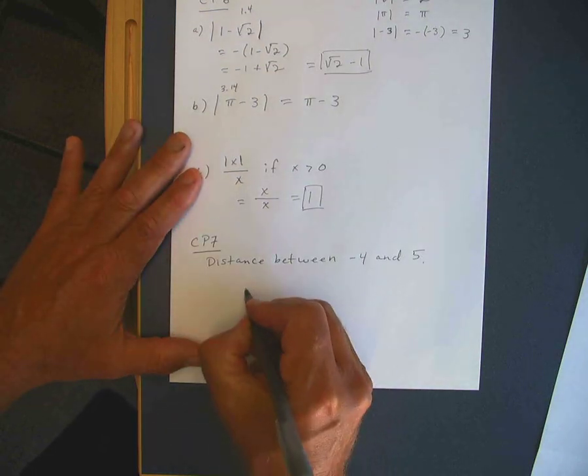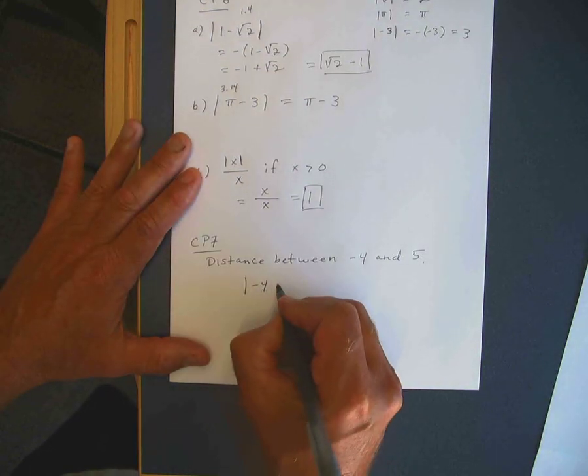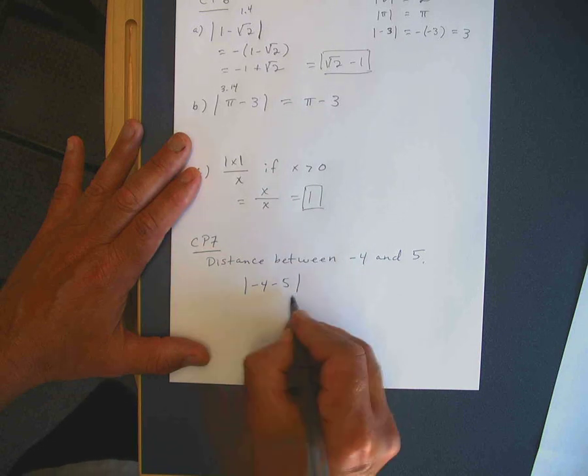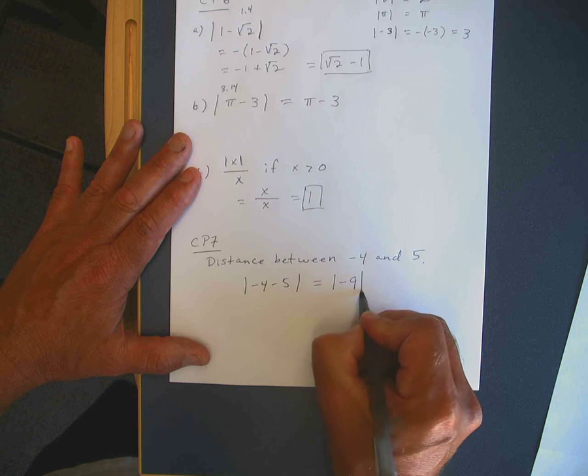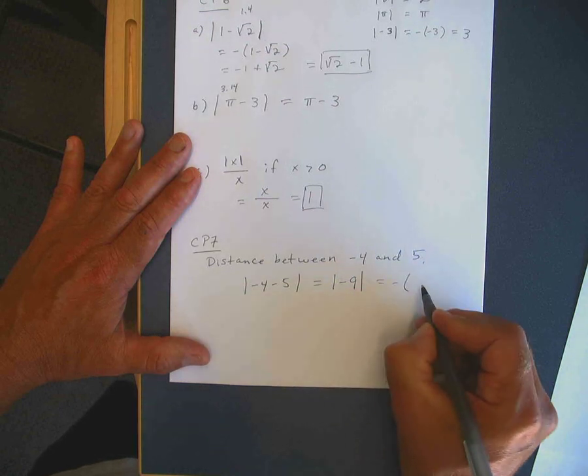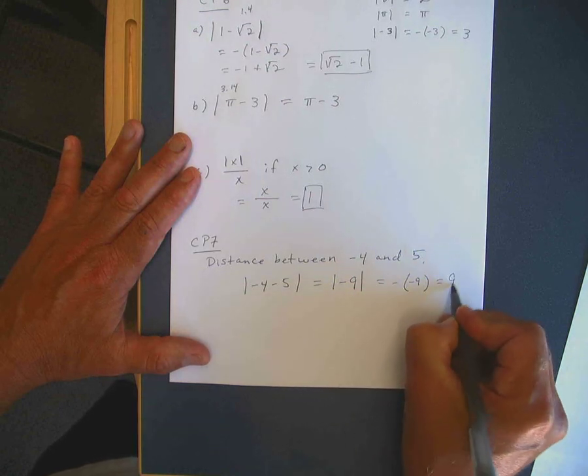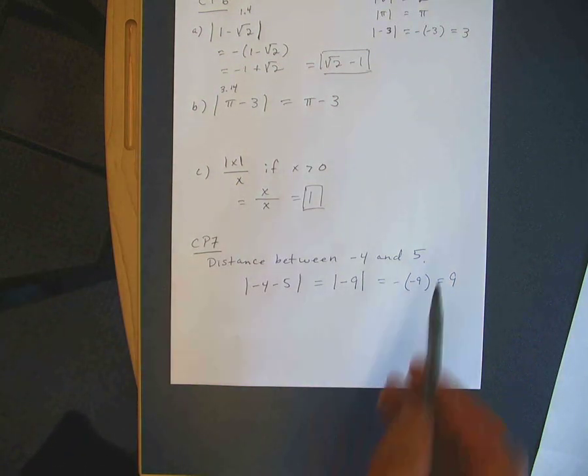In fact, let's do it in both orders. Let's take negative 4 minus 5, and then we take the absolute value. Negative 4 minus 5 is negative 9, so this will be the absolute value of negative 9, which is the opposite of negative 9, which is 9. So the distance between those two points on the number line is 9.